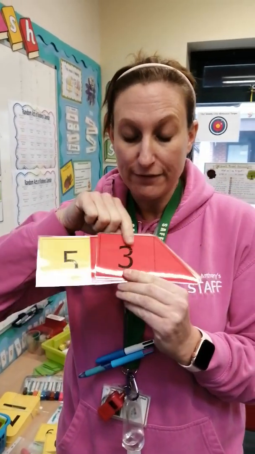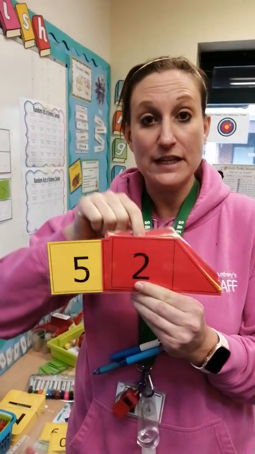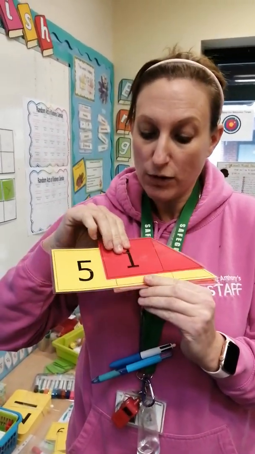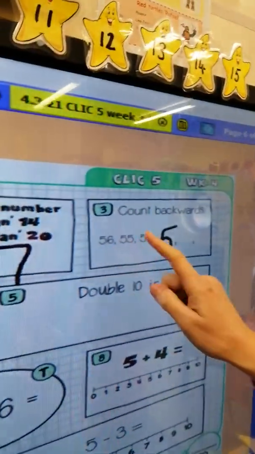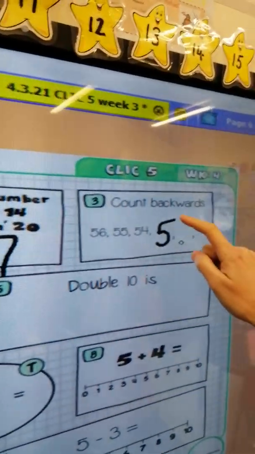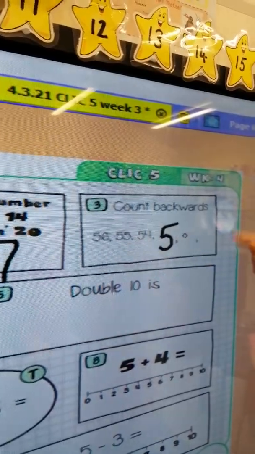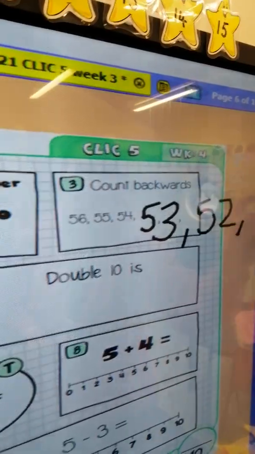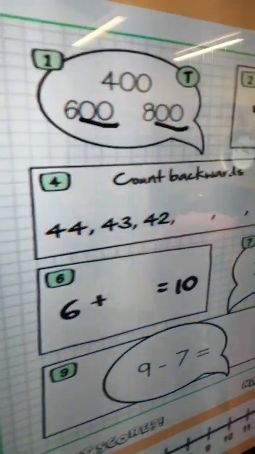53. 1 less than 53 is 52, because 1 less than 3 is 2. 1 less than 52, 1 less than 2 is 1. So 1 less than 52 is 51. And 1 less than 51 is 50. Perfect. 56, 55, 54, 53, 52, 51. Oh, it's because my fingers are so cold, I can't even write on the board. Right, okay, let's have another practice at counting backwards.